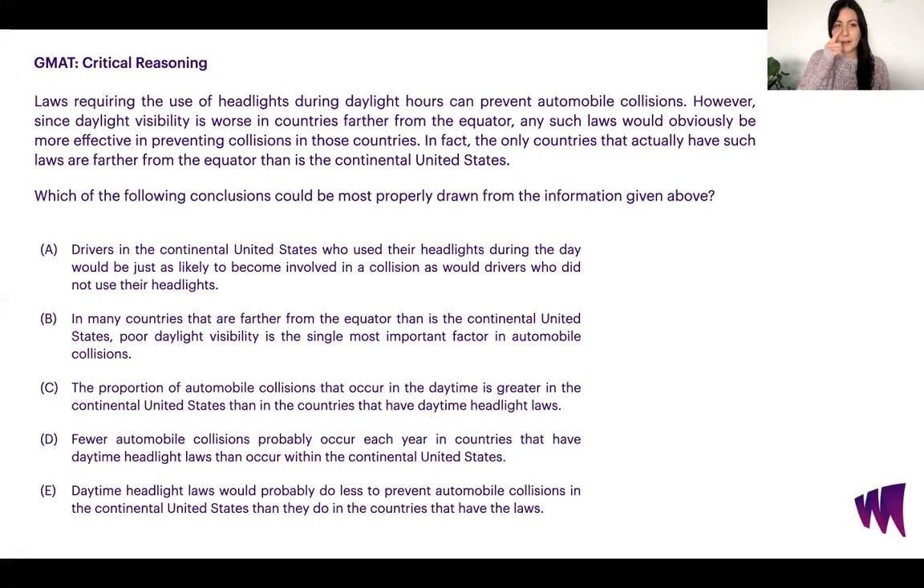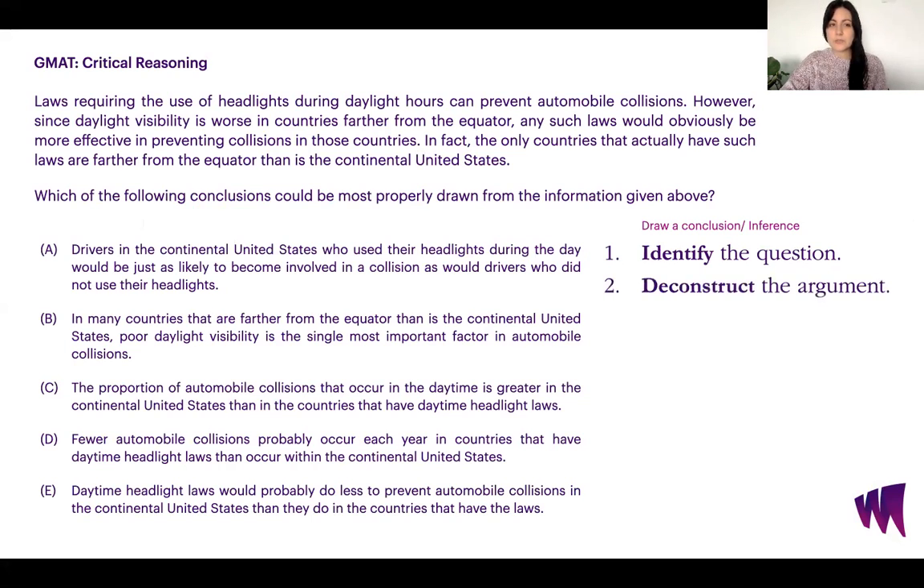So this is our exercise. The very first step is to identify the question based on how it's worded. Here it reads, which of the following conclusions could most properly be drawn from the information given above? Based on this wording, we know that it's a draw conclusion question, which is also known as an inference question. The next step is to deconstruct the argument.